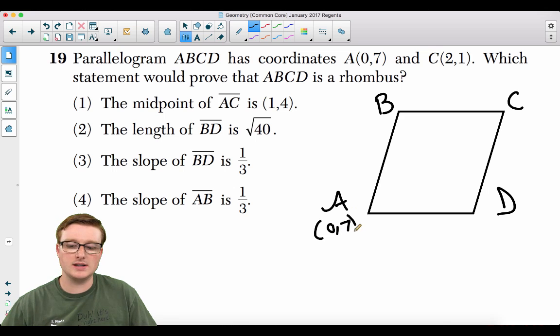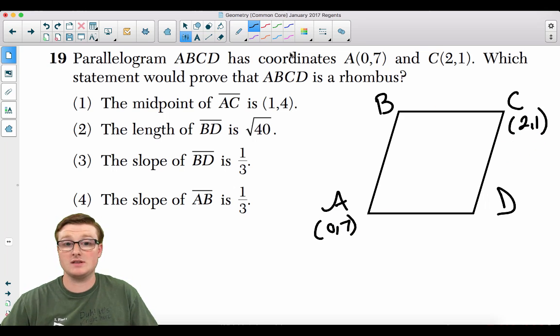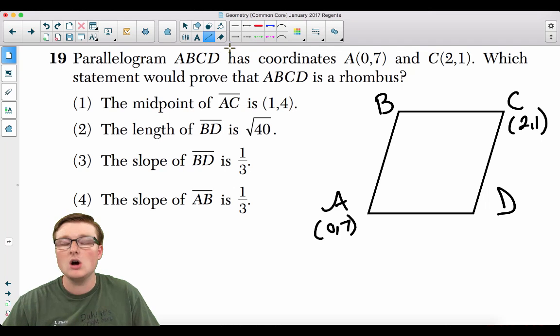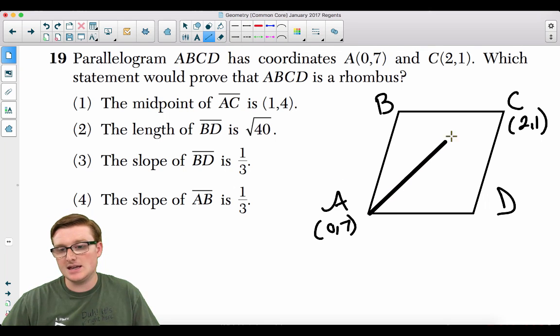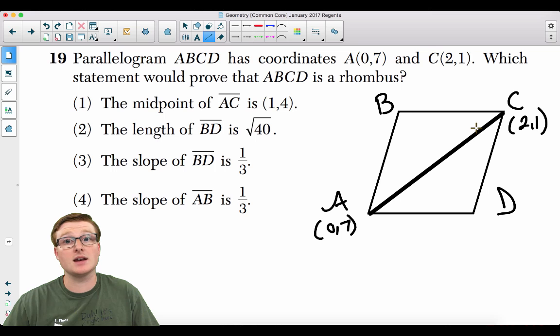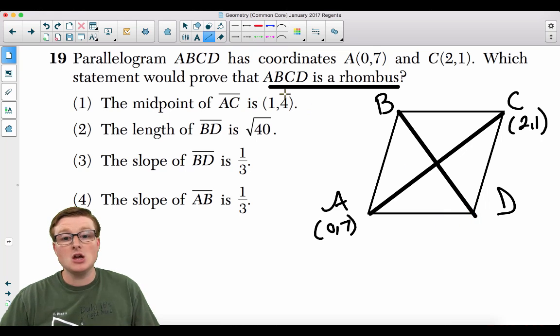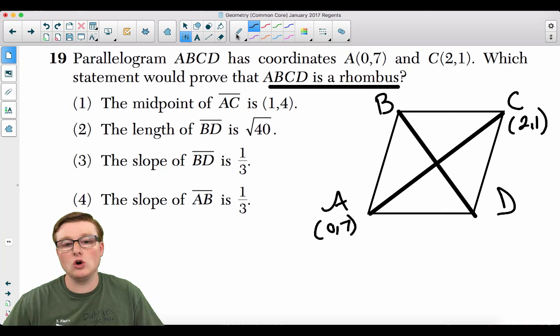Point A has a coordinate 0, 7. C has a coordinate 2, 1. Which statement would prove that this is a rhombus? So, what you have to know is AC is a diagonal. And in order to prove things to be a rhombus, the diagonals have to be perpendicular. So, we need to calculate the slope of AC. That's our goal. So let's do that right now.